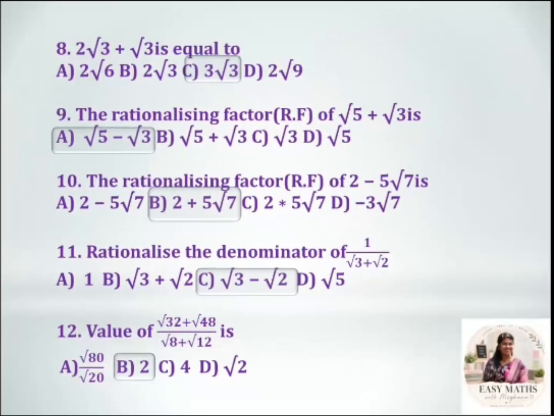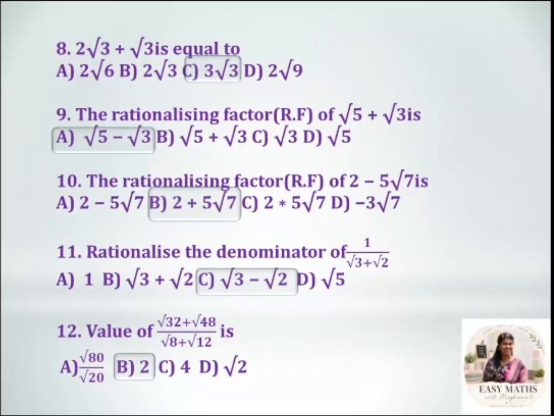Question number 12. Value of root 32 plus root 48 divided by root 8 plus root 12. Here I can write root 32 as 4 root 2 plus root 48 as 4 root 3 divided by root 8, which can be written as 2 root 2, plus root 12, which can be written as 2 root 3. In the numerator, I will write 4 as common, that is 4 into root 2 plus root 3, divided by, in the denominator 2 is common, so I will write 2 into root 2 plus root 3.